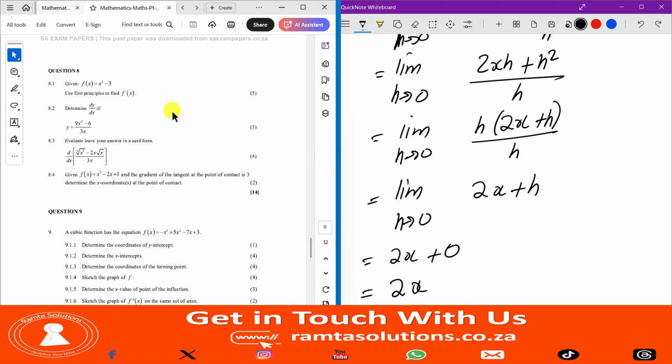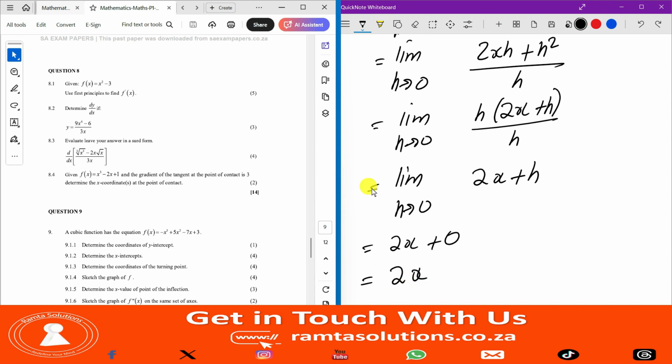By the way, this is what you could have determined using differentiation rules. But the question said use first principles. So without a doubt, your answer is correct. Okay, moving on.